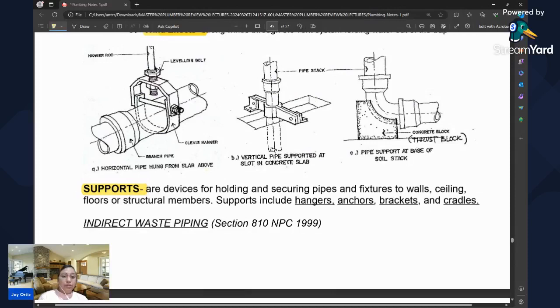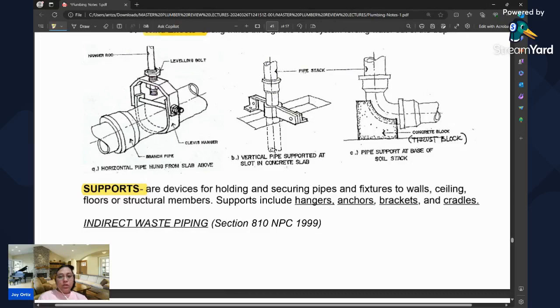May leveling bolt. Kailangan po yan kasi syempre, pagka nagde-design po, dapat talaga meron talagang mga support. So, if there's no support, syempre po, hindi kakayanin ng pipe natin to handle the weights of the waste, right? So, you need the support. So, we have here the hanger rod and the leveling bolt. Here's the clevis hanger. That's what we call the clevis hanger. Then this one, it's the branch pipe.